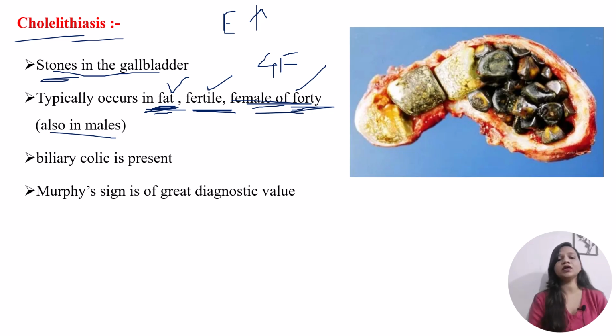Okay, in this condition biliary colic is present, and Murphy's sign is of great diagnostic value here. Here also Murphy's sign is very important, just like in cholecystitis.